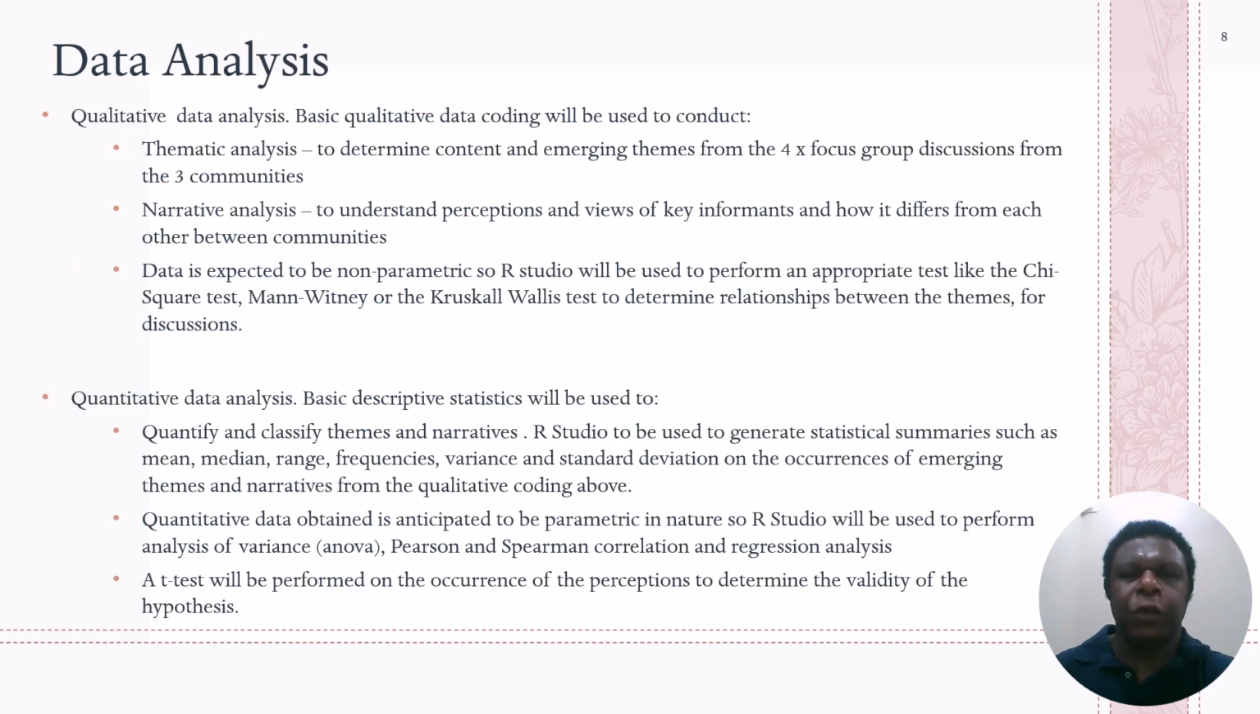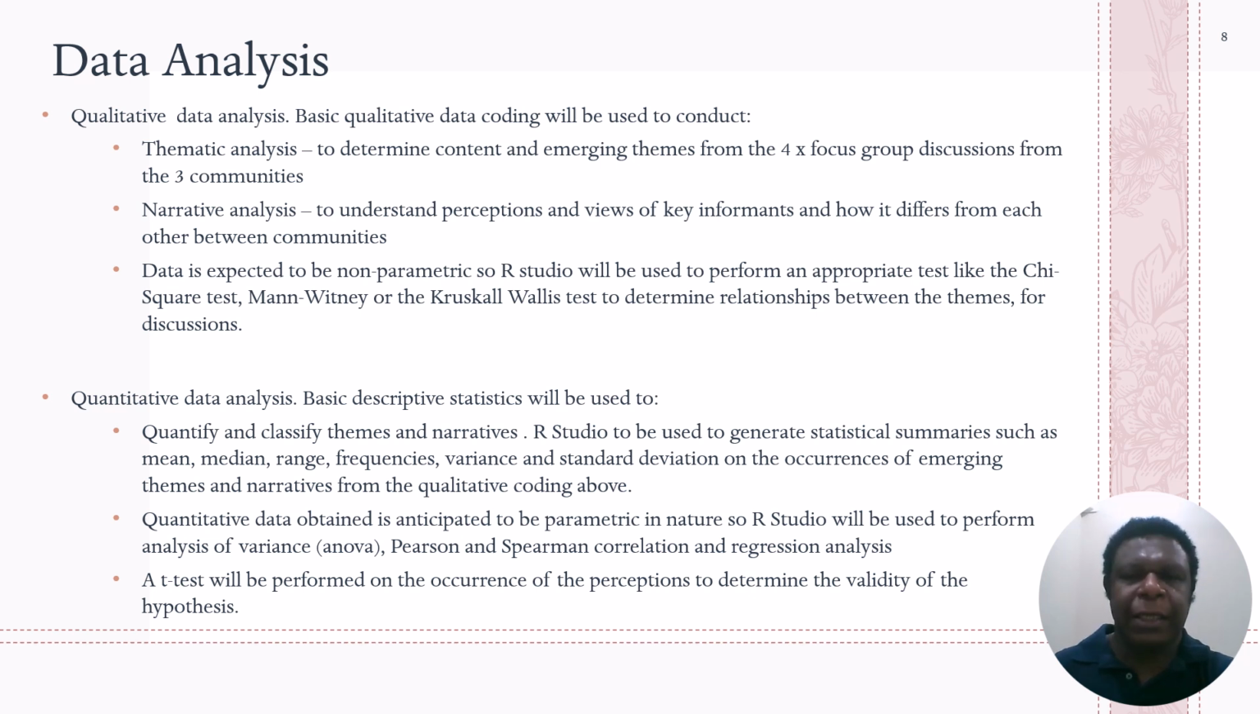For data analysis, first we have qualitative data analysis. Basic qualitative data coding will be used to conduct thematic analysis to determine content and emerging themes, narrative analysis to understand perceptions and views from key informants and how they differ from each other from different sites. RStudio will be used to perform the appropriate tests like the chi-square test, Mann-Whitney, or the Kruskal-Wallis test to determine the relationship between the themes for discussion.